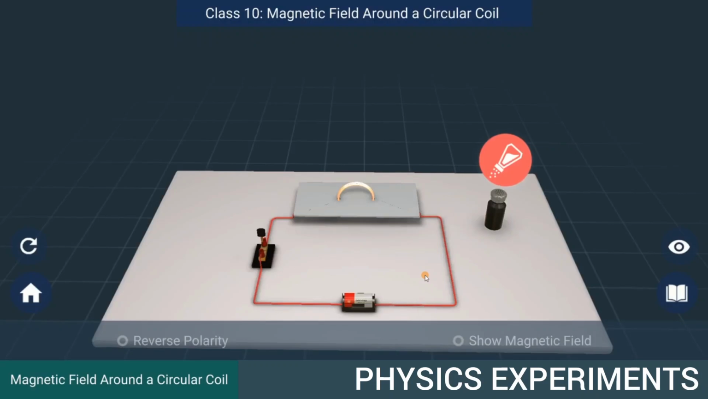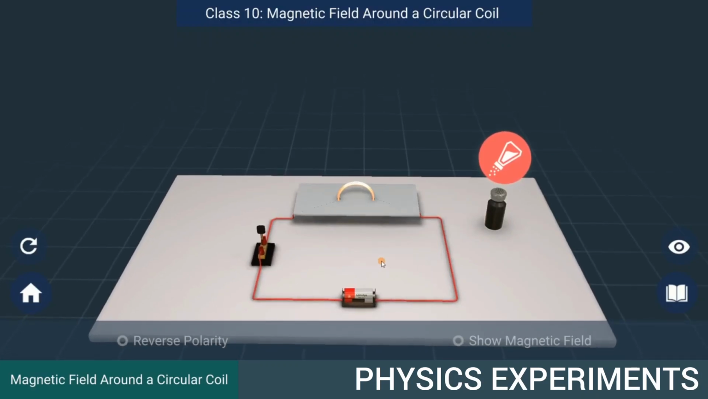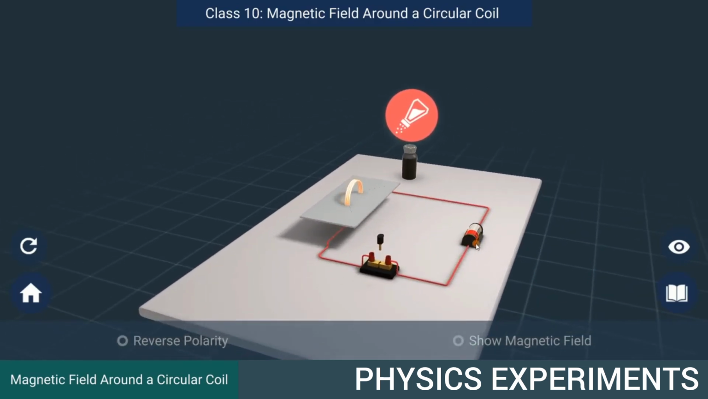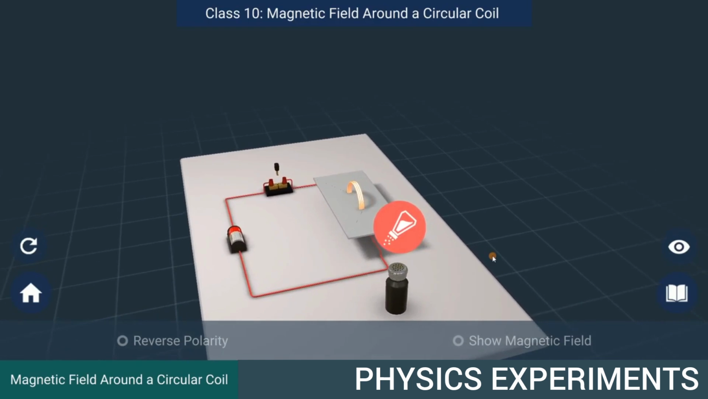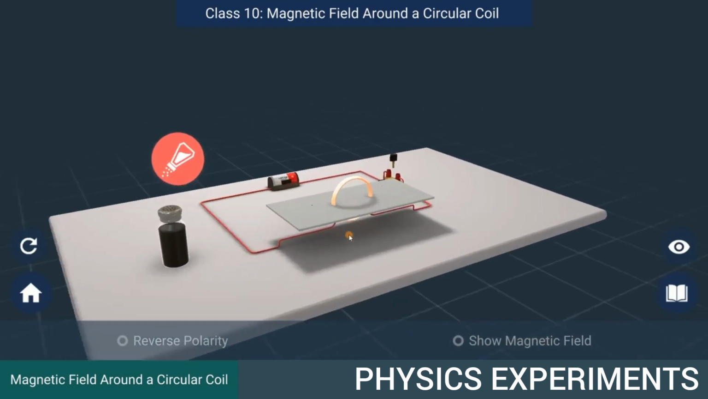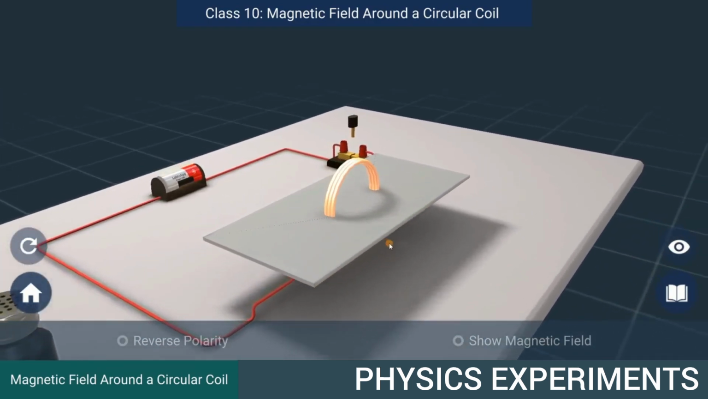We have seen the pattern of the magnetic field lines produced around a straight wire carrying current. Suppose we bend this wire in the form of a circular loop and a current is passed through it. How would the magnetic field lines look like?